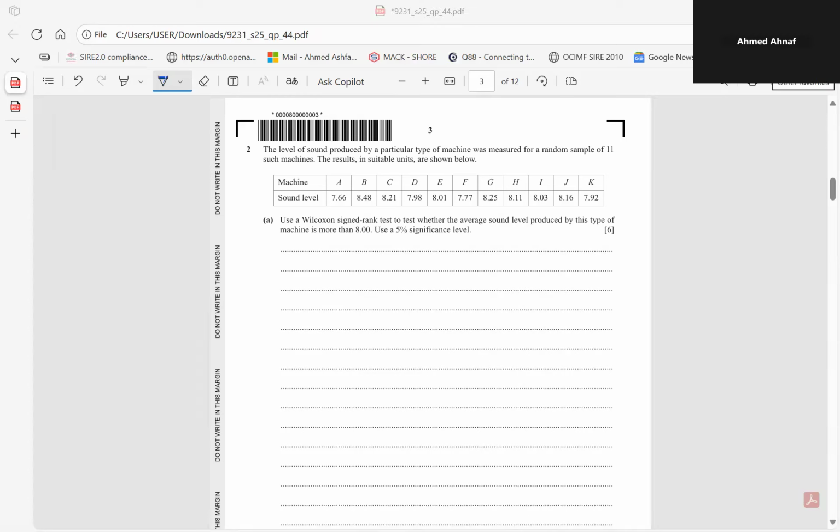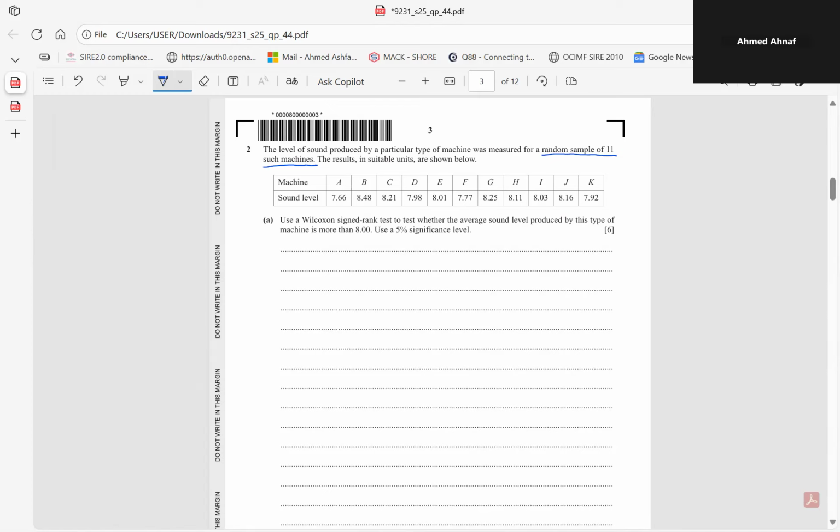Okay, so for this question, we are told that the level of sound produced by a particular type of machine was measured for a random sample of 11 such machines. The results in suitable units are shown below. Here you can see we have all the individual sound levels produced by each machine.